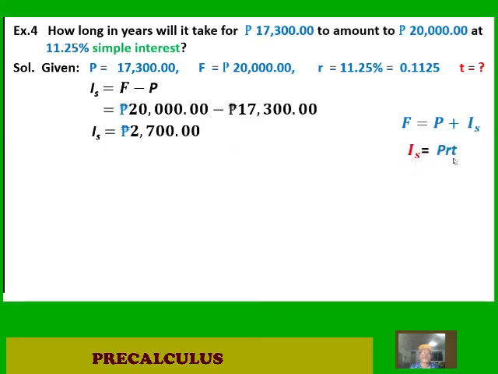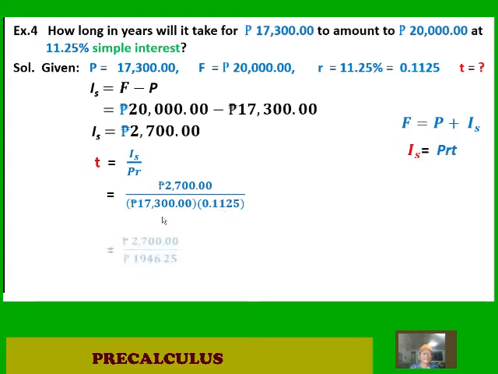Then from this formula of simple interest, solving for T, because T is unknown, T is equal to I sub S divided by PR. Substitute, the interest is 2,700, principal is 17,300, rate is 0.1125, multiply the denominator and divide, that is equal to 1.39 years. So it takes 1.39 years to accumulate 17,300 to become 20,000 pesos.